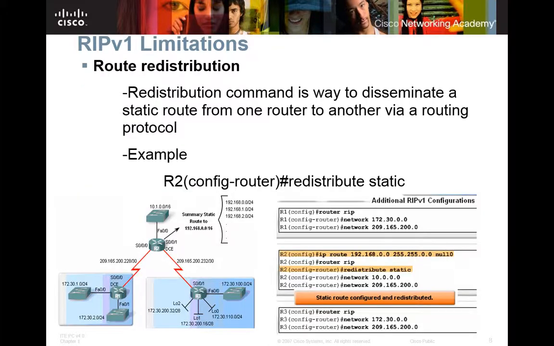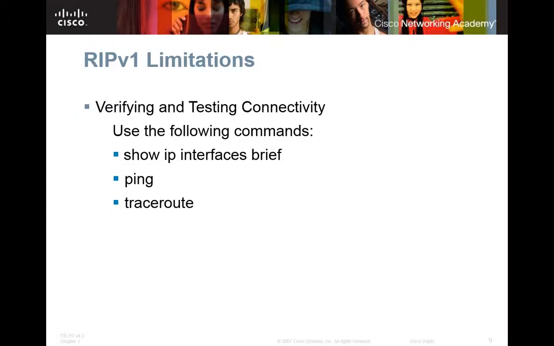Route redistribution. How do I do it? All I got to do is say redistribute static. So it's going to take all those static routes that were implemented on R2 and forward them to each one of the tables.